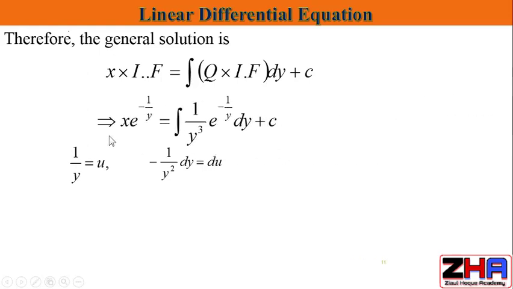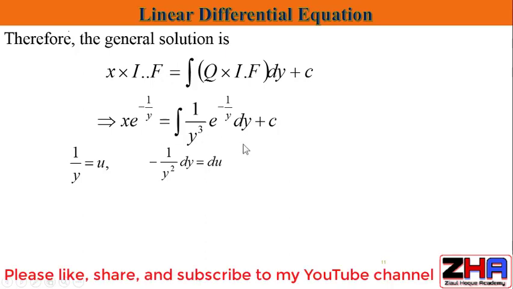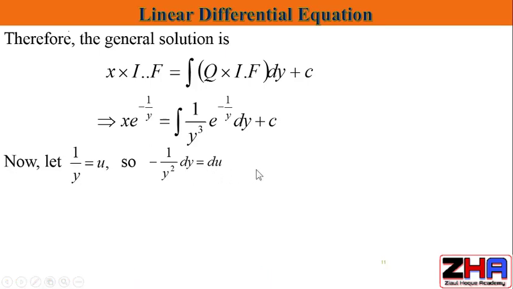Implies that x into integrating factor e raised to the power minus 1 by y is equal to integration of q, which is 1 by y cube, into integrating factor e raised to the power minus 1 by y dy plus c. To solve the above equation, let 1 by y is equal to u. So, minus 1 by y square dy equal to du.